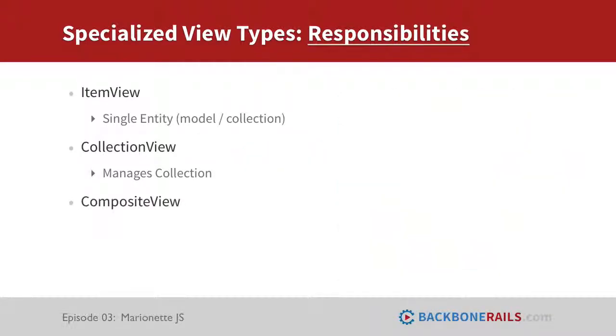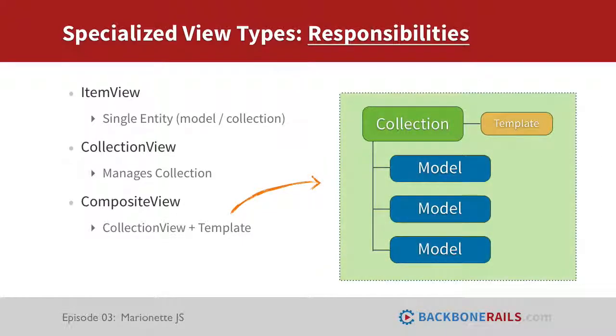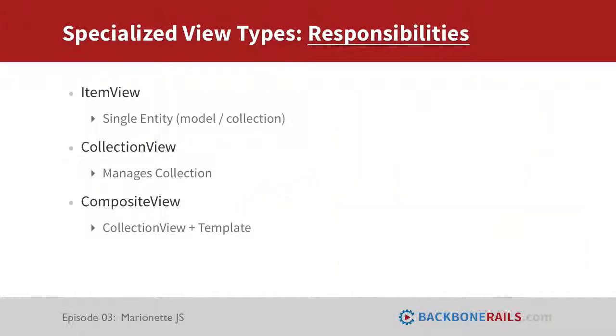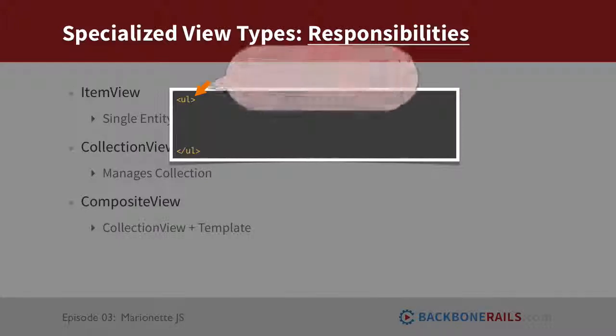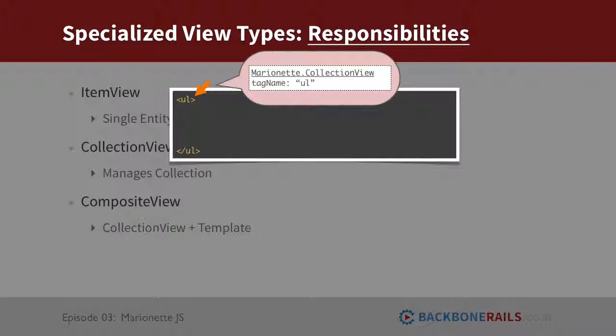A composite view is identical to a collection view, with the difference being that it always has a template, whereas a collection view cannot have a template. The qualifier for deciding when to use one or the other is basically how you'd like the item views to be inserted. In, say, a normal unordered list, you'd want a parent UL with children LIs. In this case, you'd use a collection view because you don't need a wrapper template. You'd set the collection view's tag name to be the UL and each item view's tag name to be an LI.